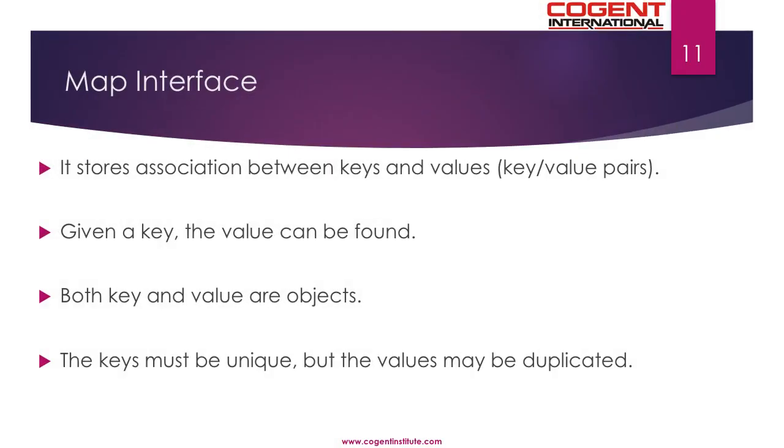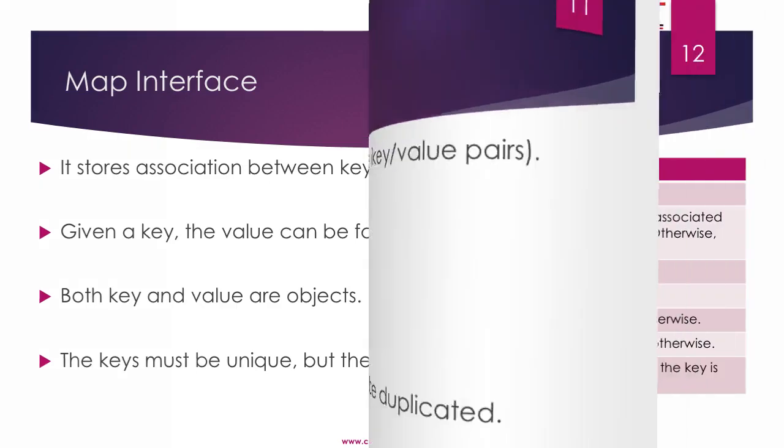Map interface. It stores associations between keys and values, that is, key value pairs. Given a key, the value can be found. Both key and value are objects. The keys must be unique, but the values may be duplicated.